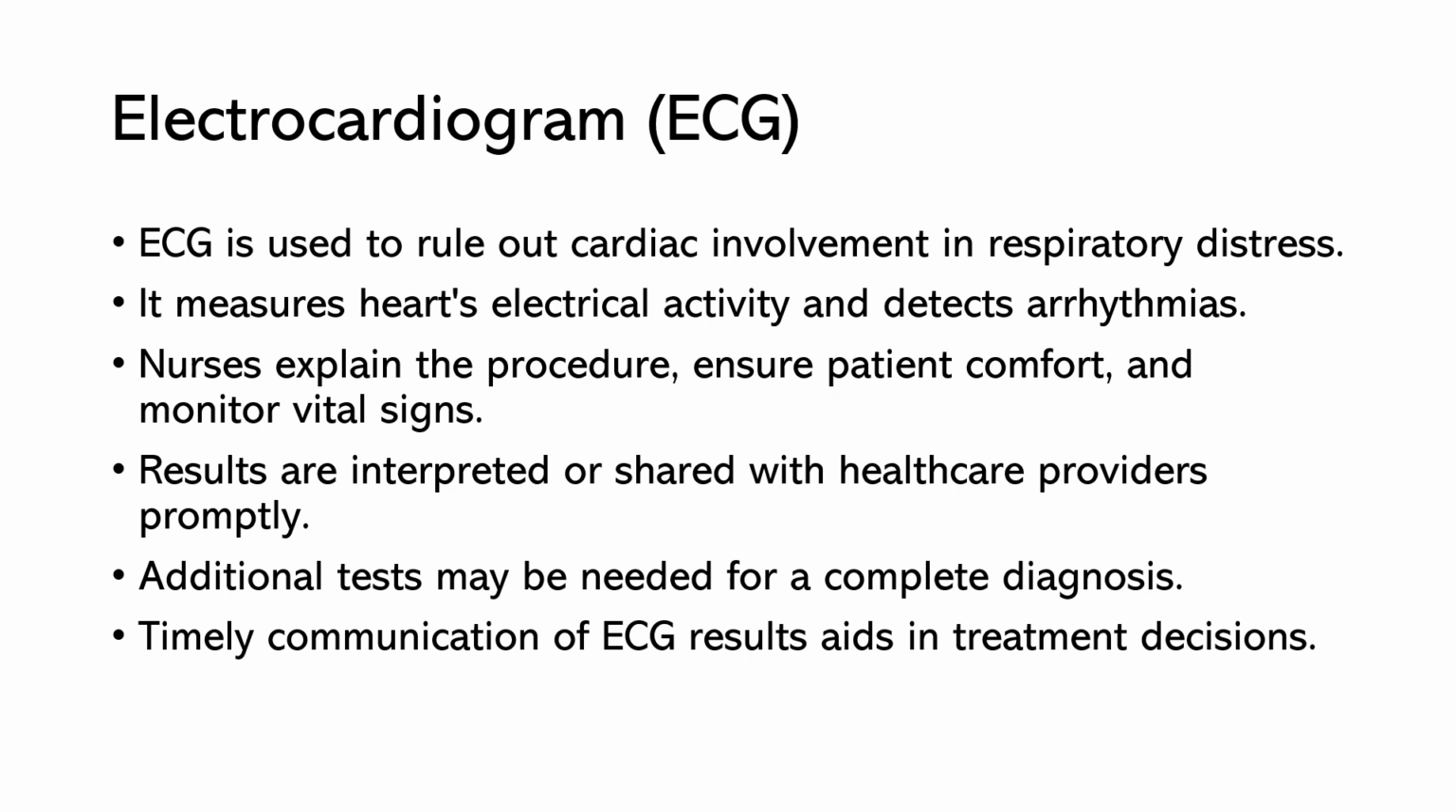An ECG measures the electrical activity of the heart, allowing us to detect any heart rhythm abnormalities. These are called arrhythmias, which could be contributing to the patient's condition. In situations where the heart is unable to effectively pump blood to the lungs, the blood oxygen levels can decrease, leading to symptoms of respiratory distress.